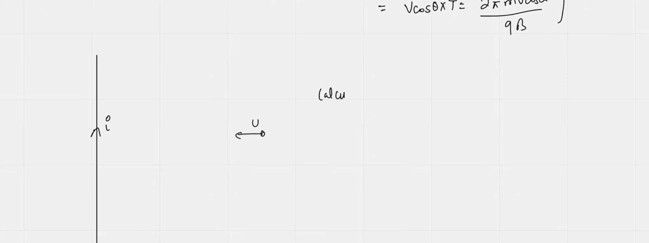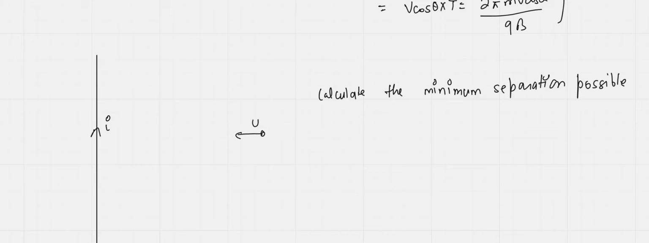Calculate the minimum distance between them. You have to calculate the minimum separation possible between them. Initially, the situation is given as this. The distance between this and this is x naught.